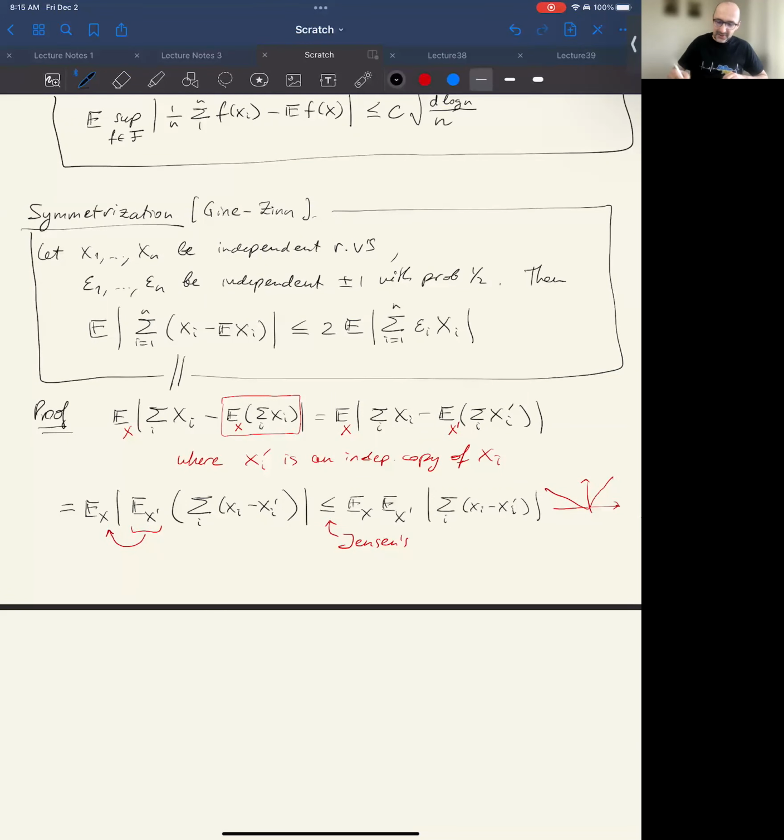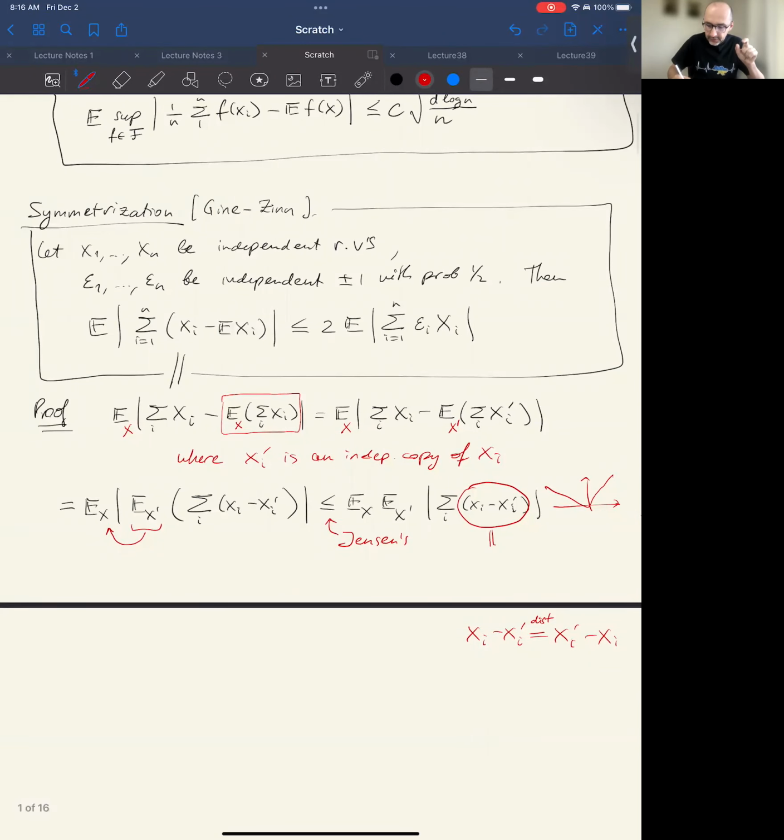Perfect. Okay, now another neat trick. xi minus xi prime. These random variables are symmetric in the sense that xi minus xi prime has the same distribution as xi prime minus xi, right? Because it's just a name, not equality in values, but the distribution is the same. Agreed? Because they're identical copies. It's just up to relabeling. So in particular, if I flip the sign in front of this random variable arbitrarily, I will not change the distribution. Agreed?